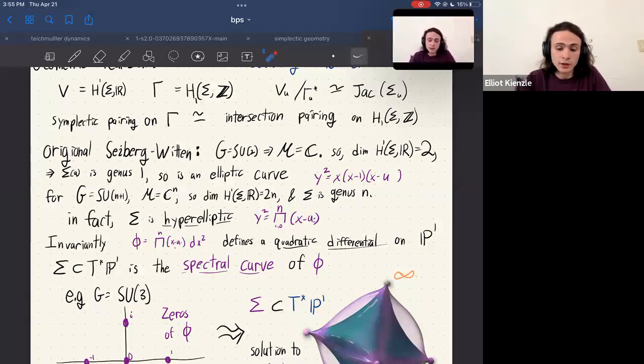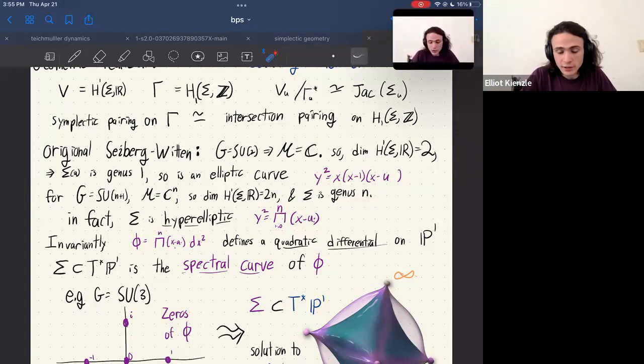Let's take our gauge group to be, I don't know, SU(n+1). And in that case, if you do the whole dance of figuring out what the moduli of vacua is and all of that stuff, we're going to get that it's n-dimensional complex space. And we're going to get that the charge lattice lives inside of a 2n-dimensional real vector space, which means that to realize that as the first cohomology of a surface, that surface has to be genus n.